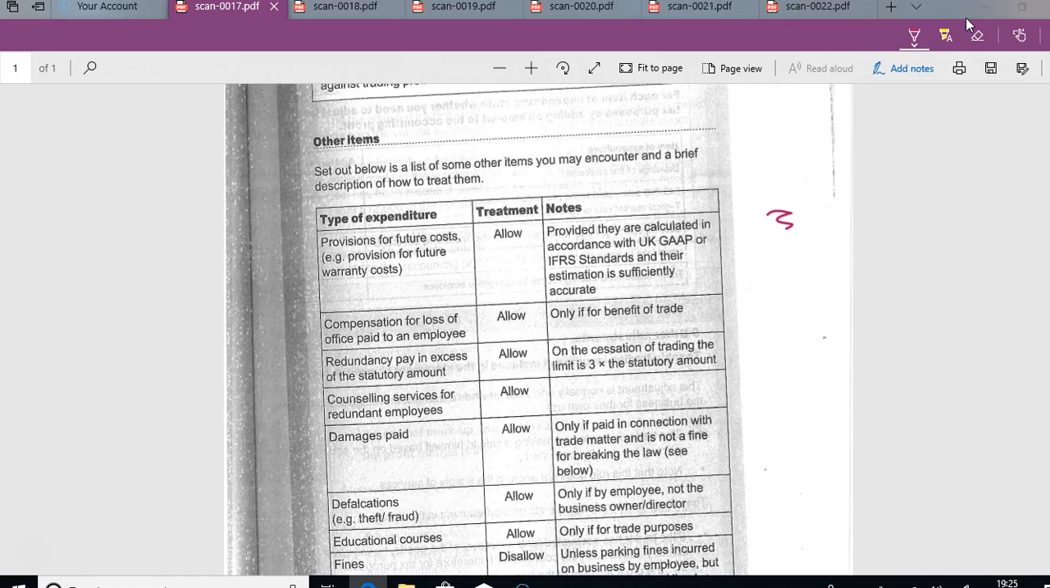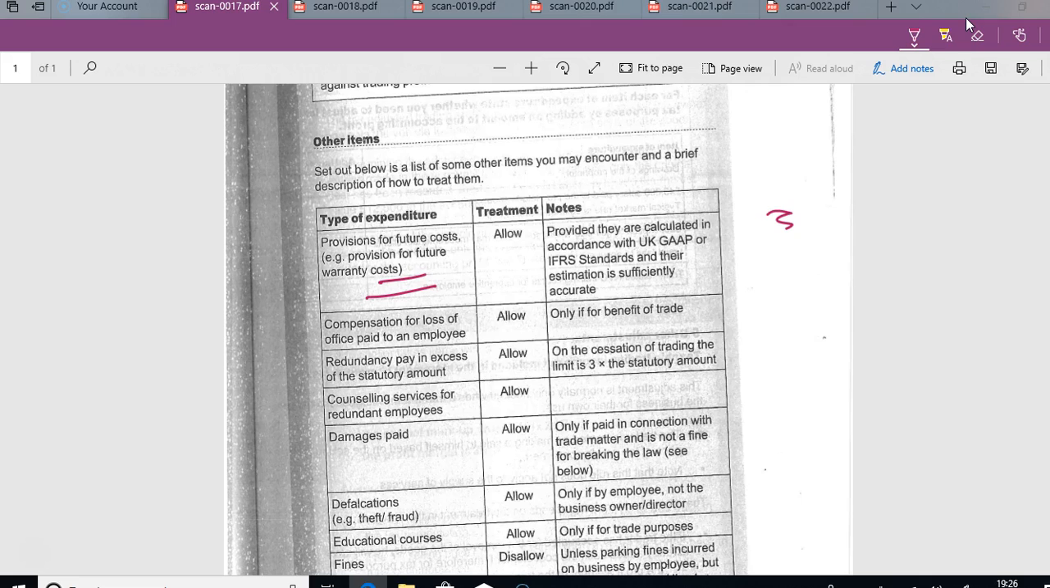It talks about provisions for future costs, typically any expenses that you have to put in place for typical IFRS prudence, any provision costs that are to do with trade. So classic, if you have to provide some kind of insurance based on past experience. Nothing so different from our general idea of provision for doubtful debts.